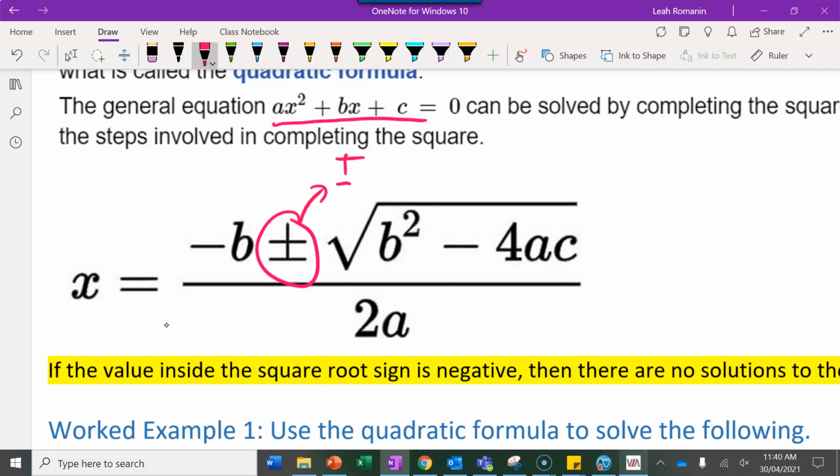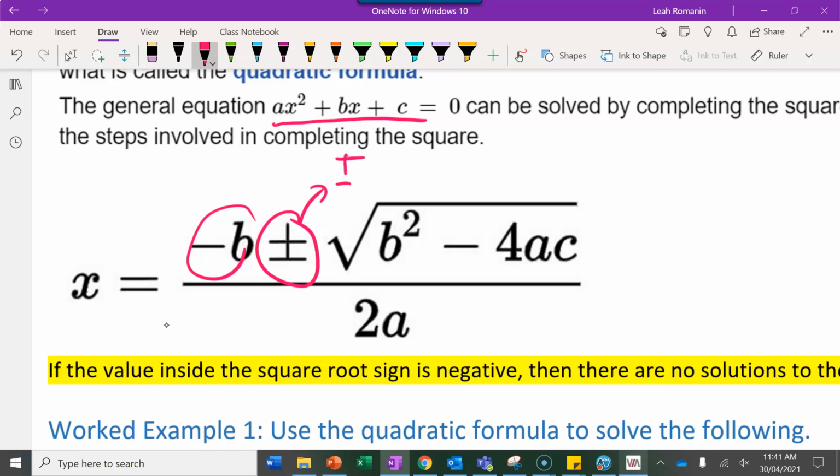This is a plus and a minus. So what you're going to end up with is two solutions. One where you're going to have negative b plus what's in the square root, and the negative b minus what's in the square root. So you're going to end up with two solutions, one with a plus in the middle, one with a minus in the middle. Similar to when we're completing the square, that's where this quadratic formula comes from, the steps involved in completing the square. This is just a quick way to get there without having to actually complete the square.